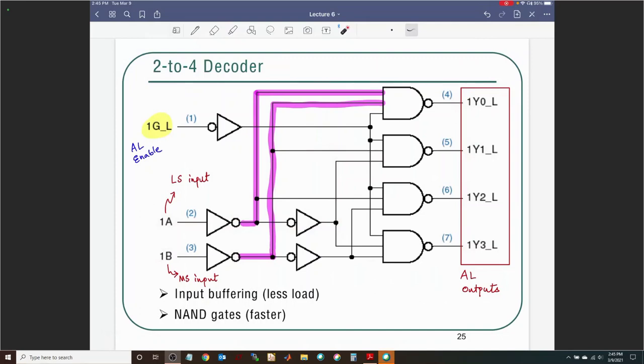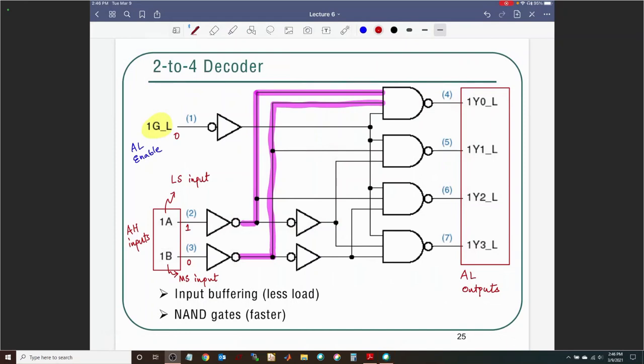Let me also try to figure out certain things here. I'll do an example. What about inputs? Are inputs active high or active low? What do you guys say? Active high, right? So, active high inputs. Let me go through an example here. I will try to make G_L 0 by connecting it to ground. Then I will have 1A as 1 and 1B as 0. Those are my inputs, an arbitrary assignment.